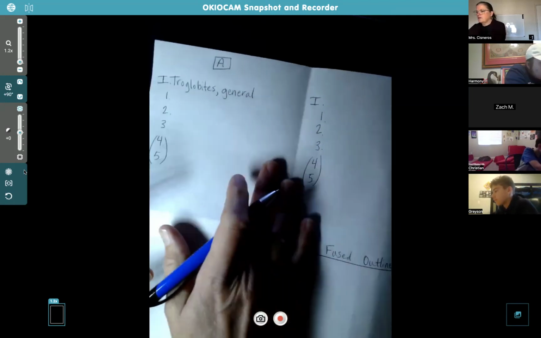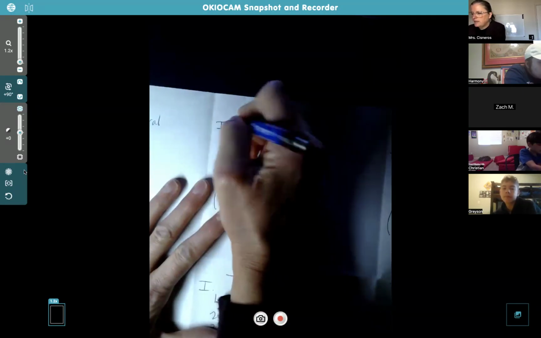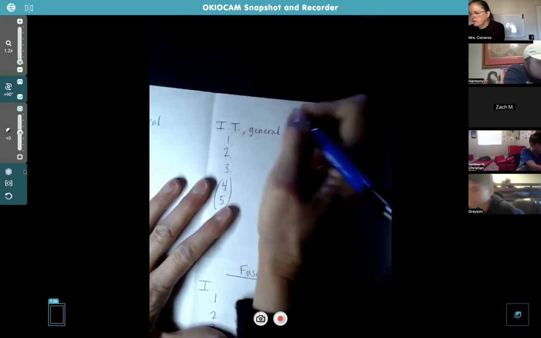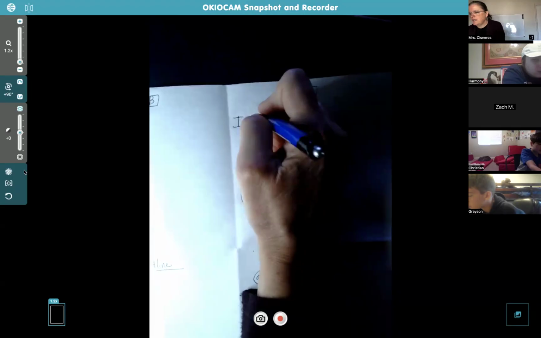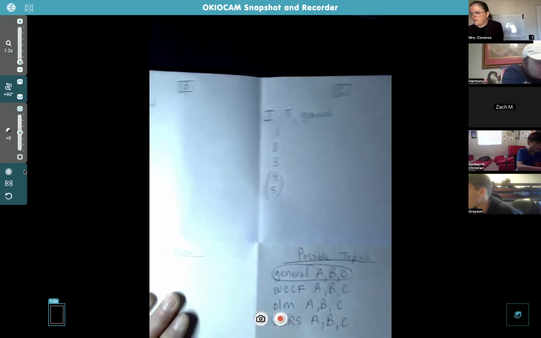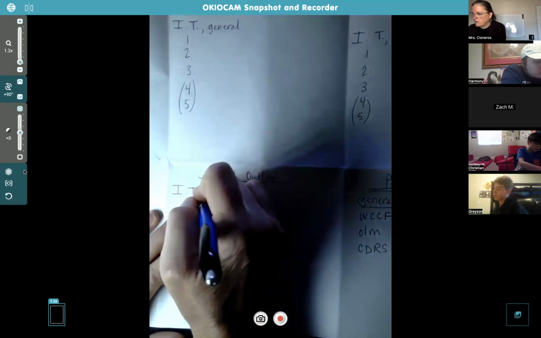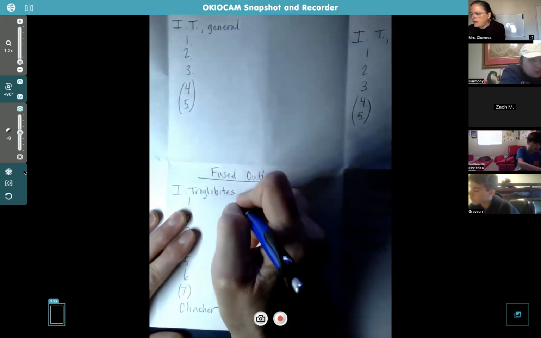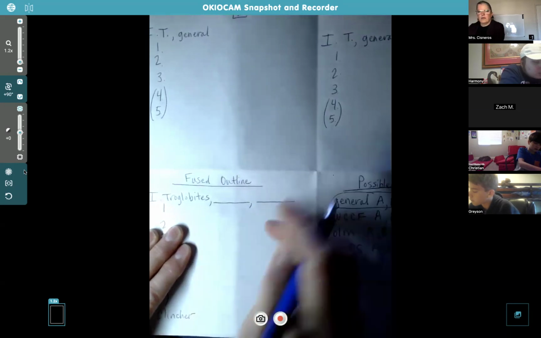For these over here for B, we can put T and then general. Put T general on the rest of them here. T general, because these are our notes, right? And then for the fused, we're going to put troglobites. And then I'm going to have you put a comma and then 2 blanks here.